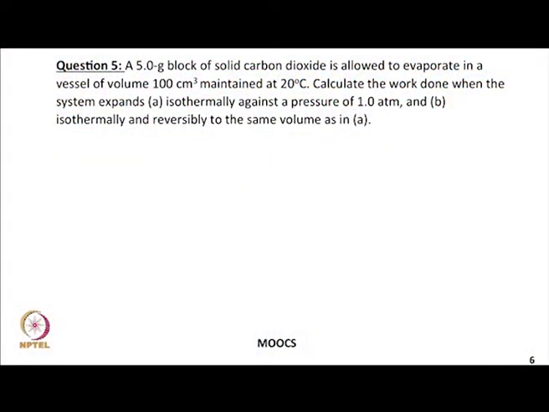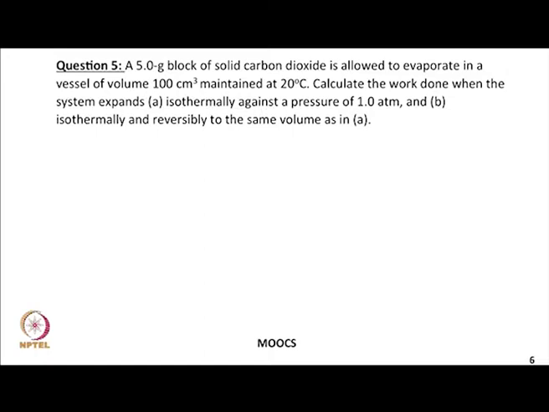Now, let us take a look at another type of question. Here, the question is that a 5 gram block of solid carbon dioxide is allowed to evaporate in a vessel of volume 100 centimeter cube maintained at 20 degrees centigrade. Calculate the work done when the system expands. Part A, isothermally against a pressure of 1 atmosphere, and part B, isothermally and reversibly to the same volume as in A.